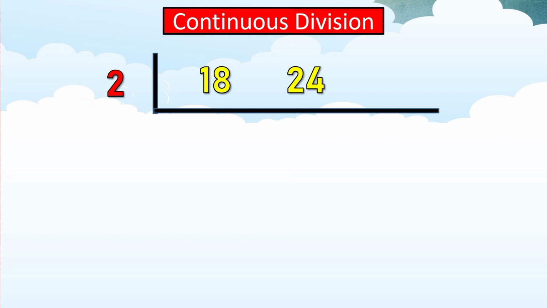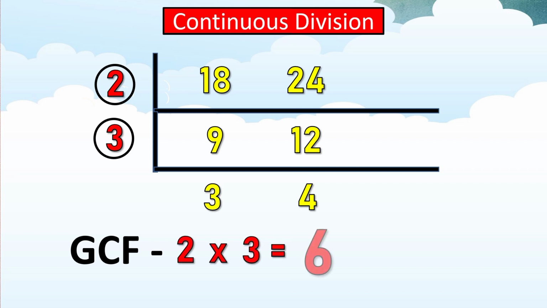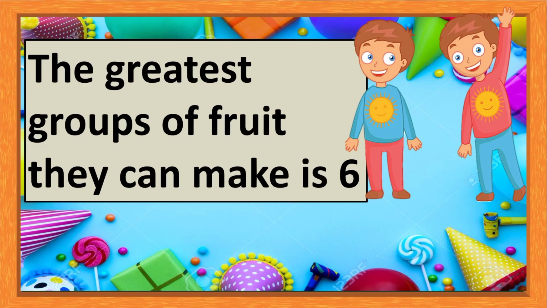18 divided by 2 is 9 and 24 divided by 2 is 12. Now, as you notice, 9 and 12 are divisible by 3. 9 divided by 3 is 3 and 12 divided by 3 is 4. At this point, there is no number that can divide both 3 and 4, so we will stop. Now, let's multiply the numbers at the side, the common numbers 2 and 3. 2 times 3 equals 6. So, the GCF of 18 and 24 is 6. The greatest group of fruit they can make is 6.